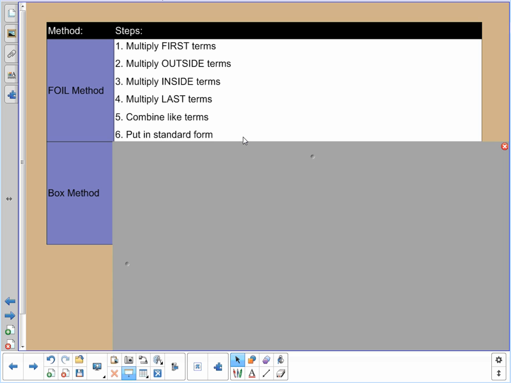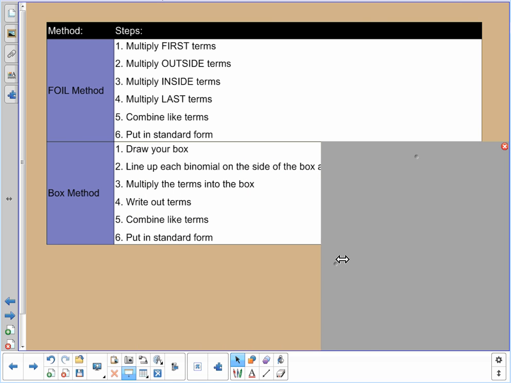Really what's happening when we're multiplying binomials is that we have two sets of distribution going on. So we just need a good way to organize all of the things that we're multiplying together, and these are two different ways that we can do that. So that's the FOIL method. The other method is called the box method.